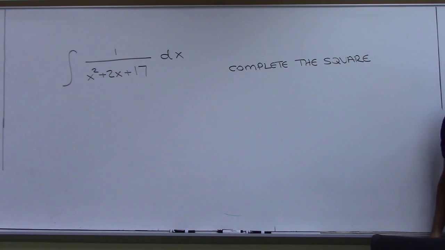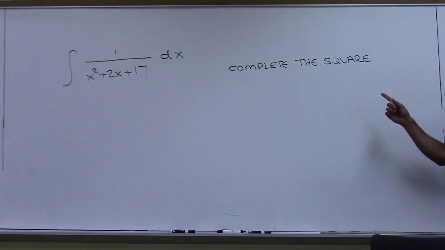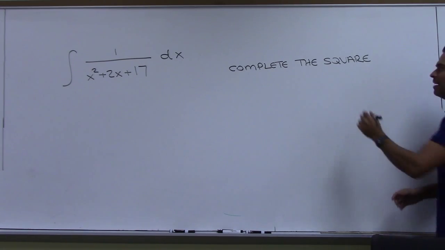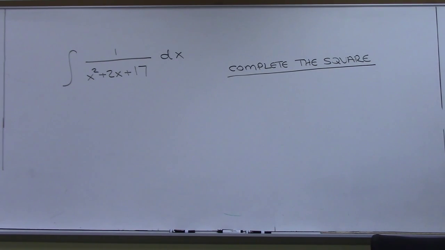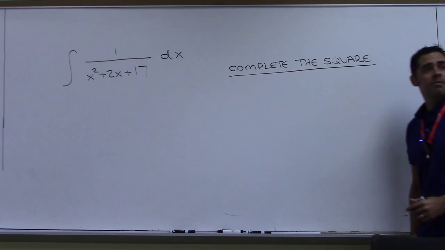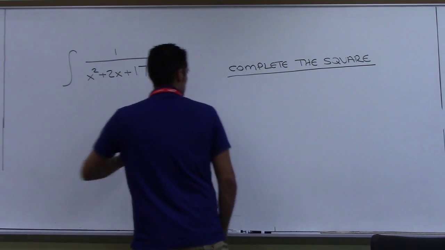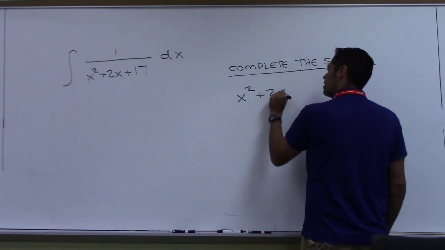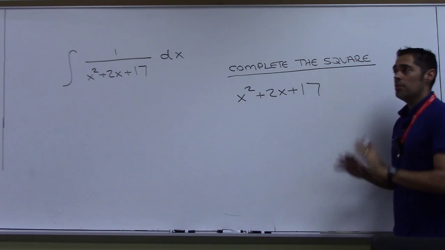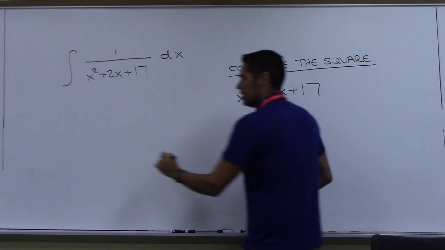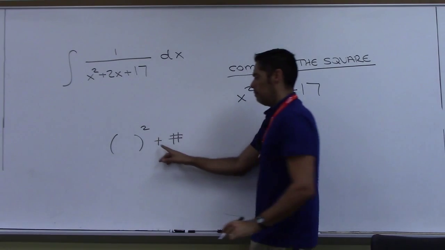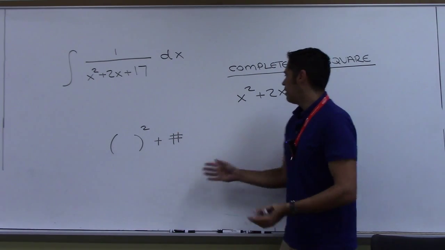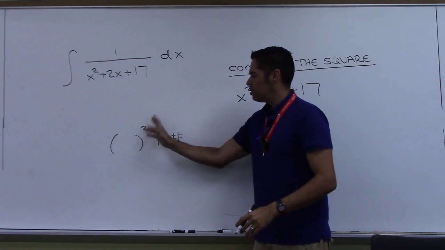You did that in college algebra for some reason or another. This is why. Finally, we get to use it for something. So we're going to complete the square. Do you recall how the process works? You take x squared plus 2x plus 17, and the ultimate goal of completing the square is to get it to look like something in parentheses squared plus a number.